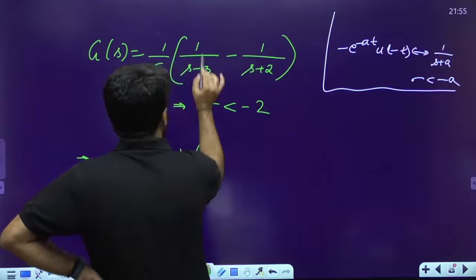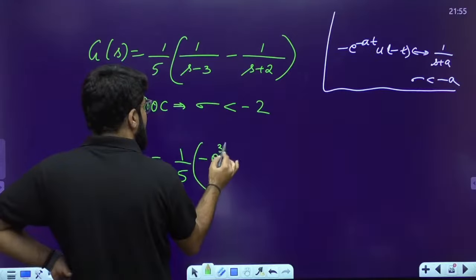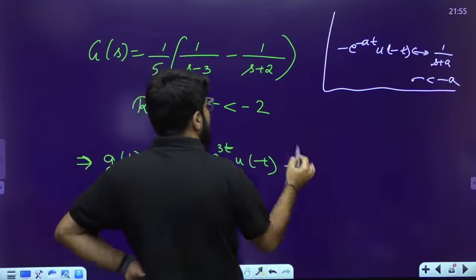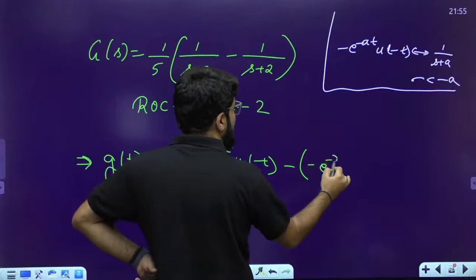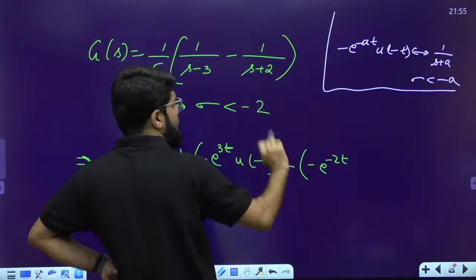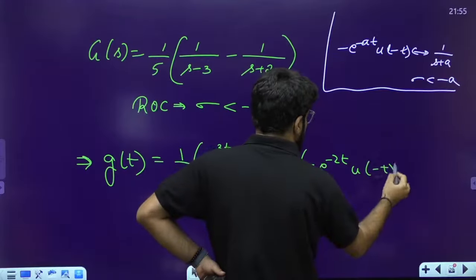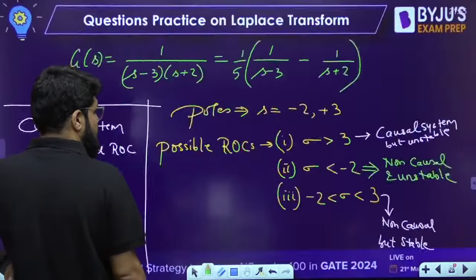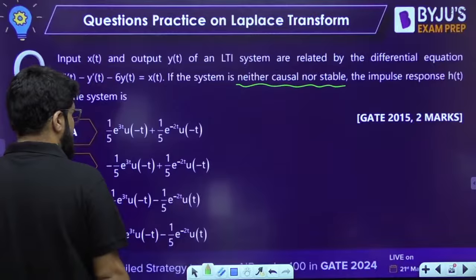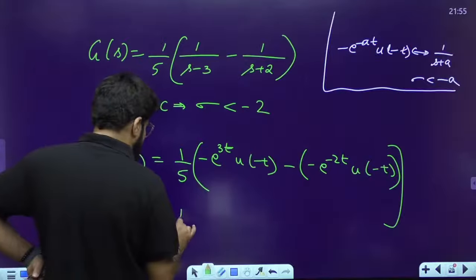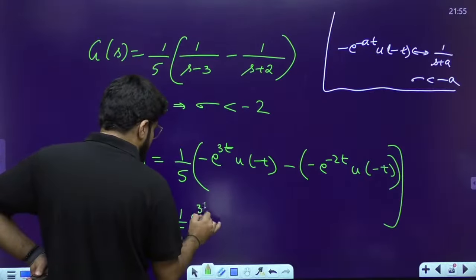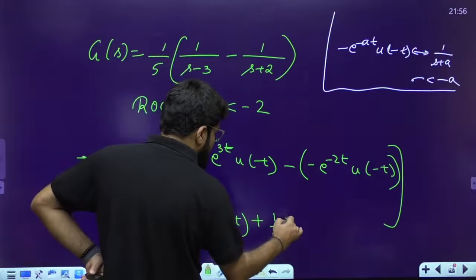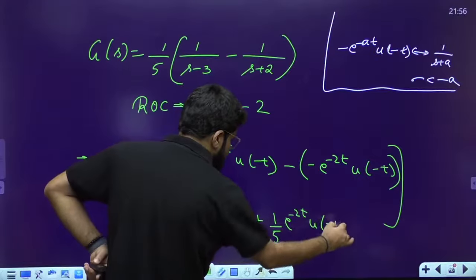So here it will come as minus of e power 3t, where the value of a is -3, u of minus t. Minus of minus e power -2t, again applying the same formula with a equal to 2, u of minus t. So let me just open up the bracket. Minus 1 by 5 e power 3t u of minus t, plus, minus minus becomes plus, 1 by 5 e power minus 2t u of minus t. That is what it is.